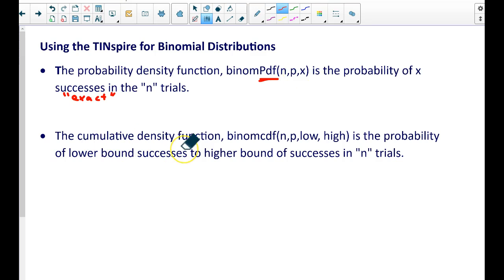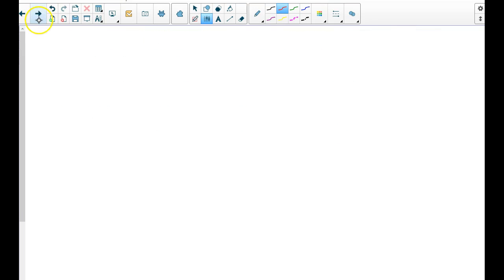And the other is the cumulative density function, and that you use when you have the at most and at least case. And the formula for it is binomial CDF. N is the fixed number of trials, P is the probability of success, low is the lowest value, and high is the highest value. So let's apply this to an example.